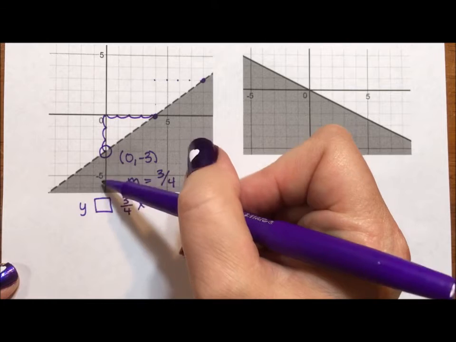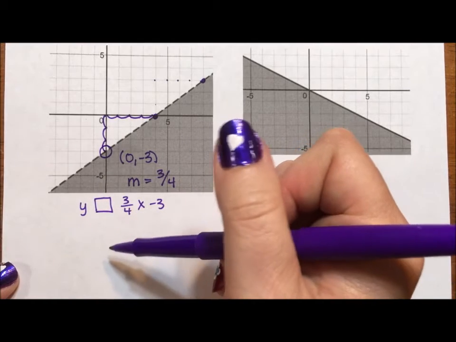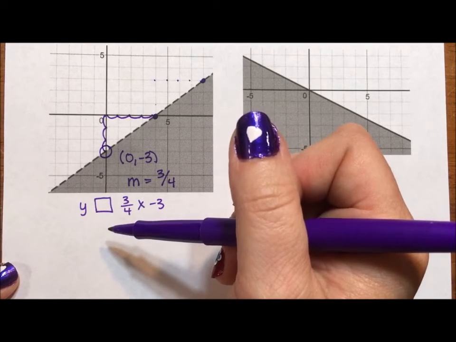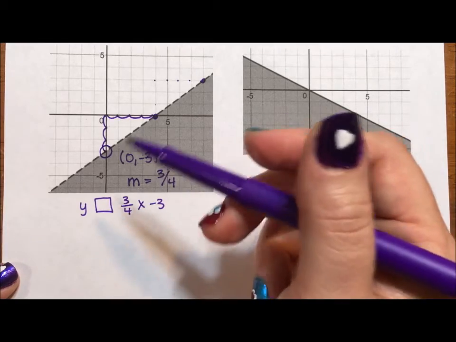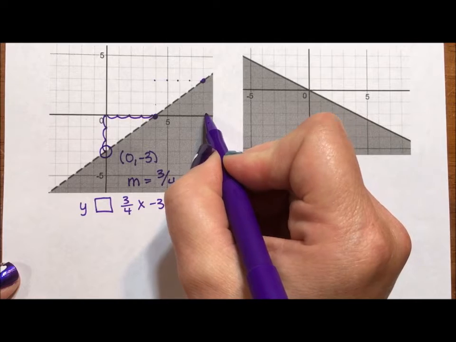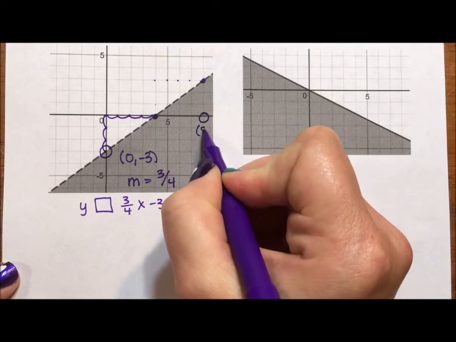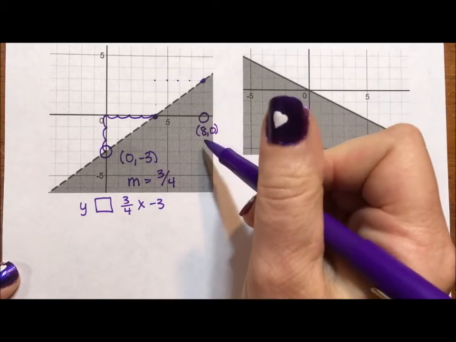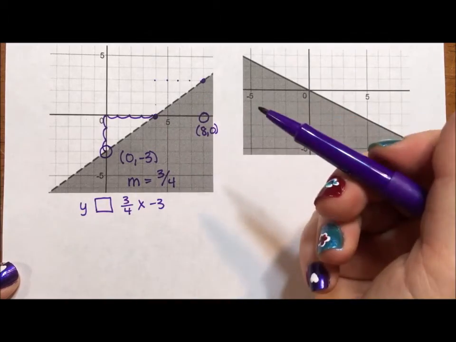To figure out my inequality, some of you are going to look at this and say, hey, on the number line, it's below, so y is less than. And if you can see that from the graph, brilliant. However, I'm going to show you how to do this if you cannot do it quite that easily. So I'm going to take a point. I'm going to take this point right here, which is (8, 0), and I'm going to test it. And it has to be true because it's in the shaded region.